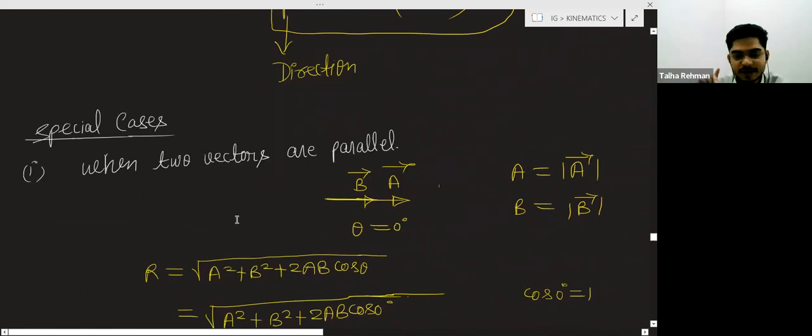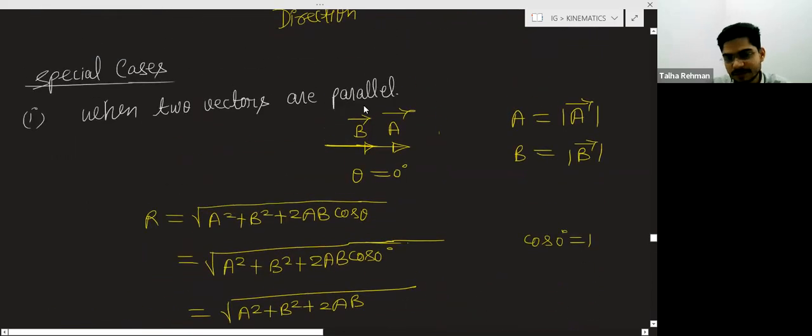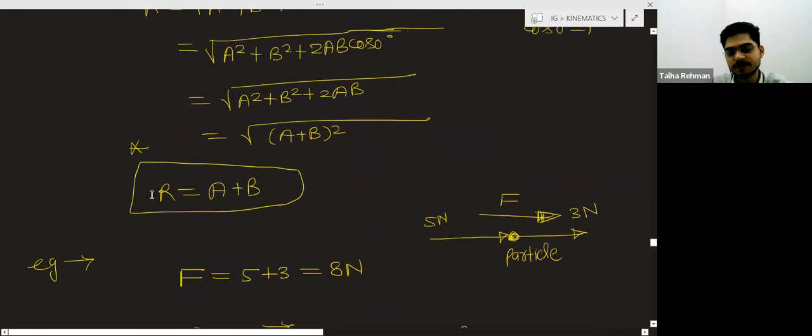After that, I have told you that there are special cases, and these special cases are very, very important. In the last class, when two vectors are in the same direction, the angle between the two vectors is 0. In this case, the magnitude of the resultant of the two vectors will be A plus B.